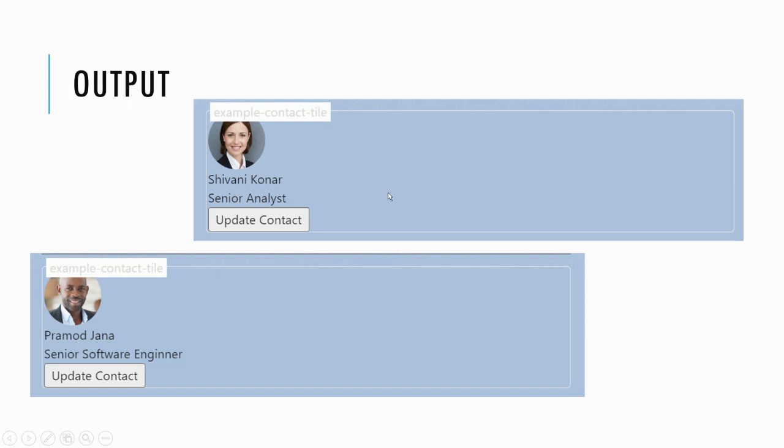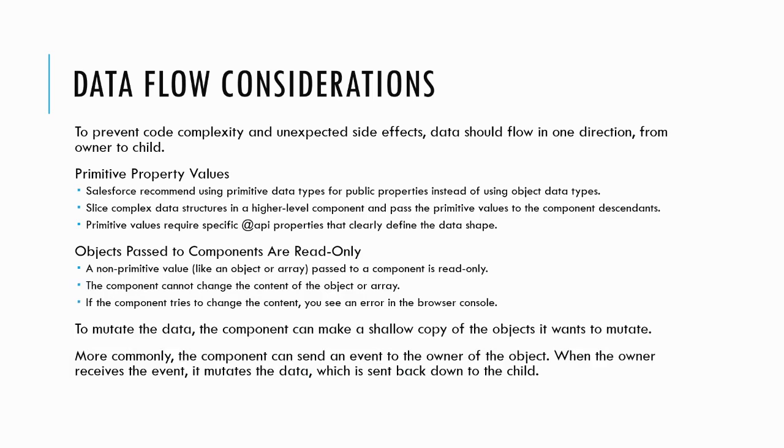This first screenshot is what will be shown to the user when the page is rendered. In this, it takes the name from the contact field, which is Shivani Konar, senior analyst. Let's suppose the user clicks on update contact. Then the event will be created and dispatched, which will be handled by the parent, and then it will update the value. So the new updated value is Pramod Jana, senior software engineer. This is how dispatching an event and catching that dispatched event by the parent is done, and then the needed operation can be performed.